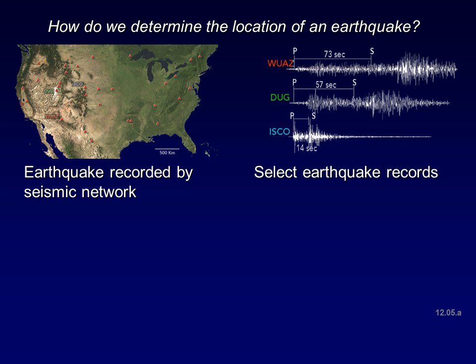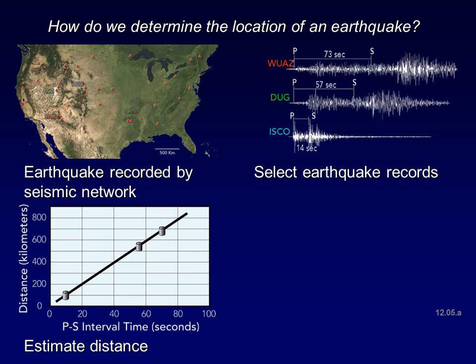So these 3 stations are selected. The time between the S and the P wave arrivals are measured and converted to distances. So first we measure them. We've got WUAZ with a 73-second SP interval, right? That took 73 seconds before the secondary waves arrived. At DUG, we've got 57 seconds before the secondary waves arrived. And at ISCO, we've got 14 seconds. So using those, we can estimate a distance. So again, on the bottom, we've got the interval time in seconds.